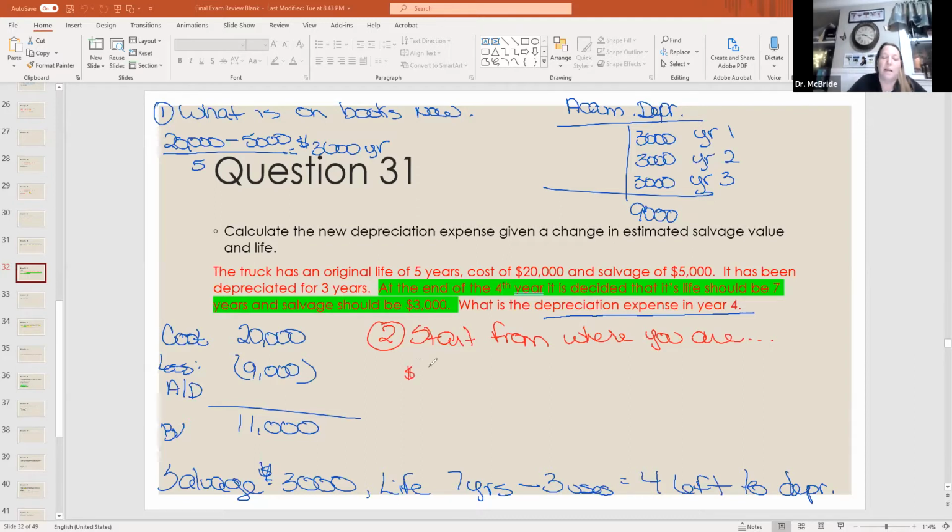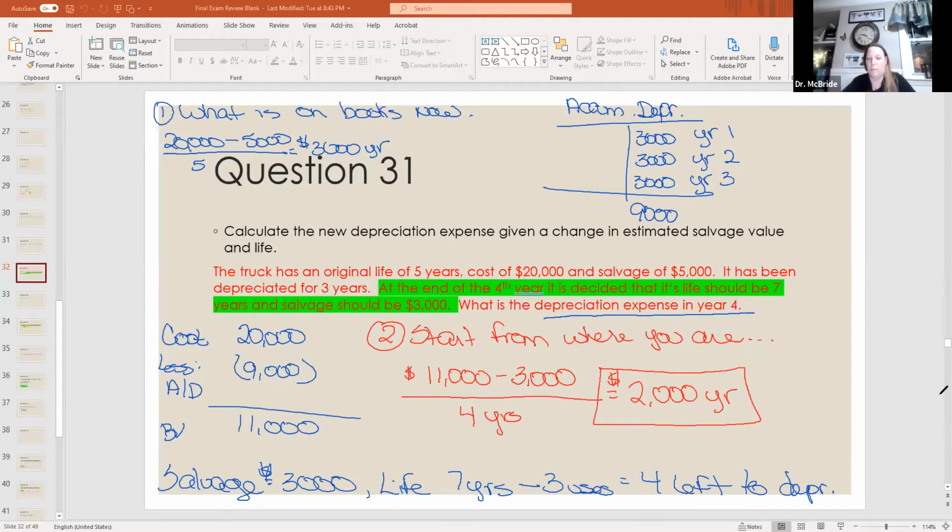So we're going to say the asset's worth 11,000 because I can't depreciate more than that, minus my salvage value, which is now 3,000, divided by the years that are left, which is 4 years. So 11,000 minus 3,000, 8,000 divided by 4. Two grand a year. So my depreciation expense each year for the rest of its life will be 2,000. And that's the depreciation expense for year four. And when we go all the way through 7 years, we'll have $3,000 remaining.